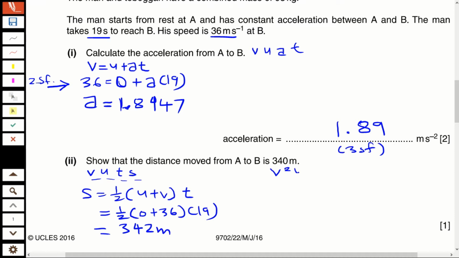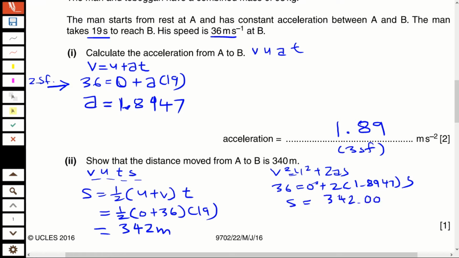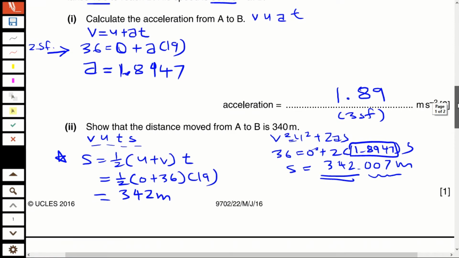Yes, you could use v squared equals u squared plus 2as. You could use that and say your final is 36, initial 0, 2, and use your value 1.8947 and get S. The only thing is, the S that you get will be 342.007 meters. So it's almost the same, but what is this? That is because you're not using the full value of acceleration here. So it's actually supposed to have more significant figures, but we don't have all of them. So it's best to, if possible, use the SUVAT equation that has the exact given value, whatever value the question gives, not something that we calculate, because we'll lose out some decimal points.